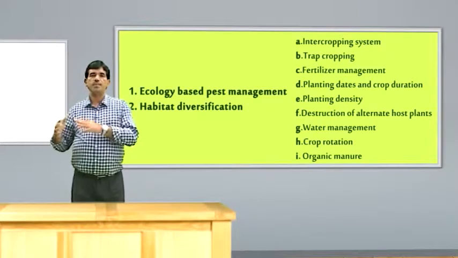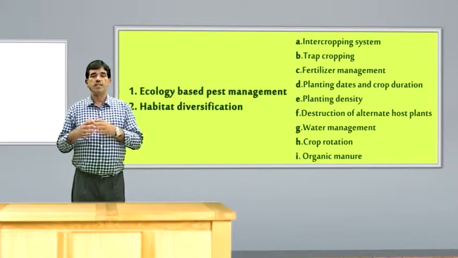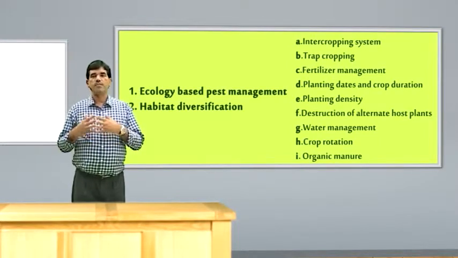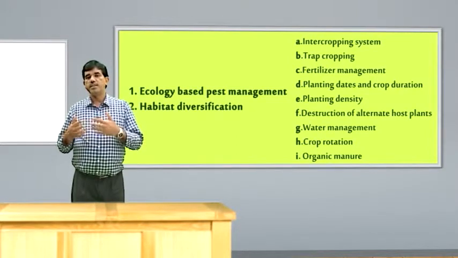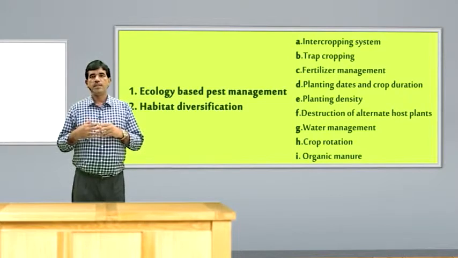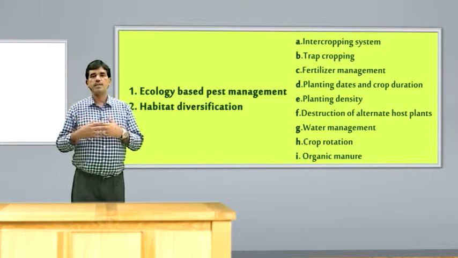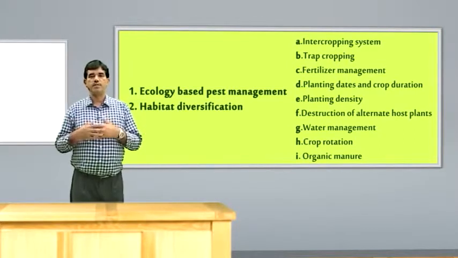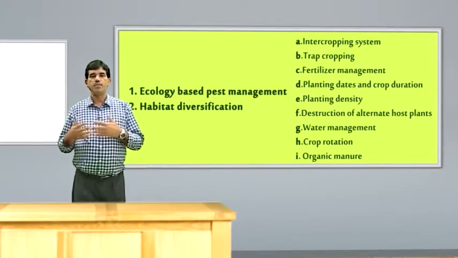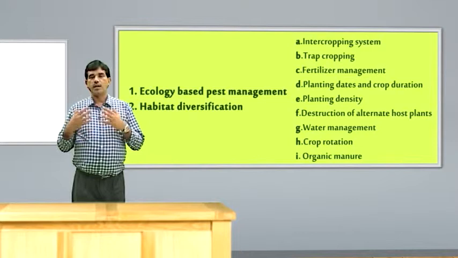Planting dates: by altering the planting dates, we can avoid the pest damage. For example, in rice, the leaf folder incidence can be reduced by early planting of rice, that is up to the 3rd week of June. In sorghum, leaf hopper damage can increase if we delay the sowing, so timely sowing is required in sorghum. Planting density means if we exceed the plant population in the field, a dense population attracts many diseases or many pests. For example, in rice, dense planting can increase the incidence of leaf folder and brown plant hopper. Similarly, in chickpea, a higher plant population can increase the incidence of Helicoverpa armigera.